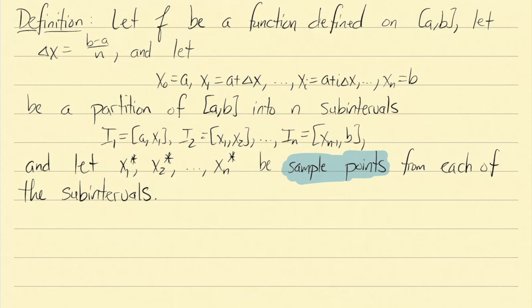On each of these subintervals, we're going to choose a sample point. x1 star is some number between a and x1. x2 star is some number between x1 and x2. And finally, xn star is some number between xn minus 1 and b. We call these sample points, and we choose one from each of the n subintervals.